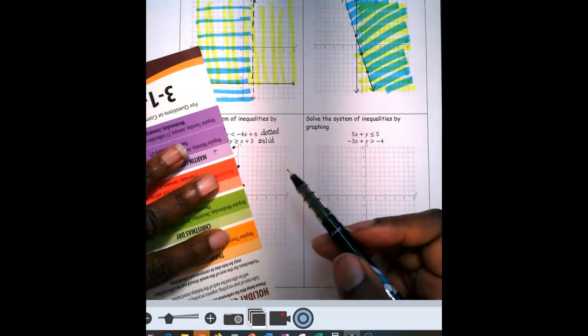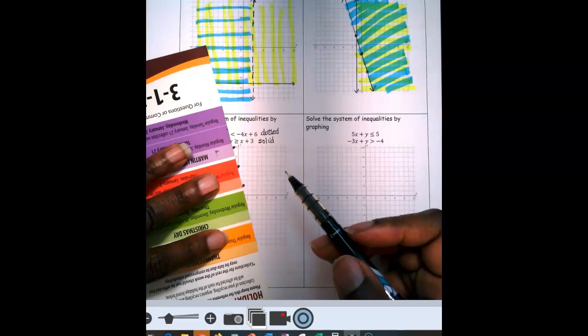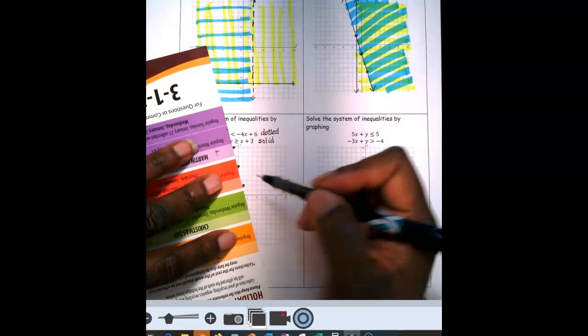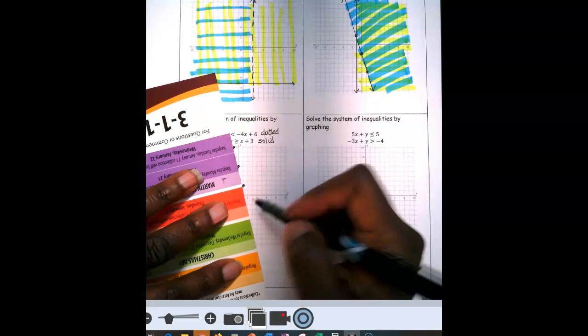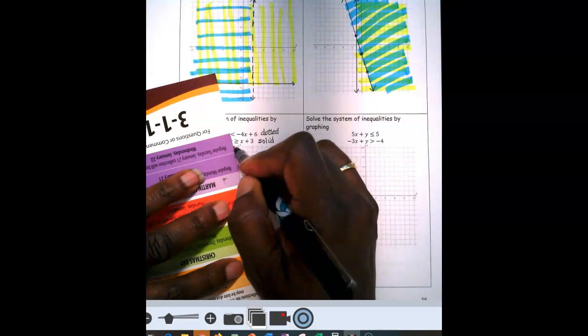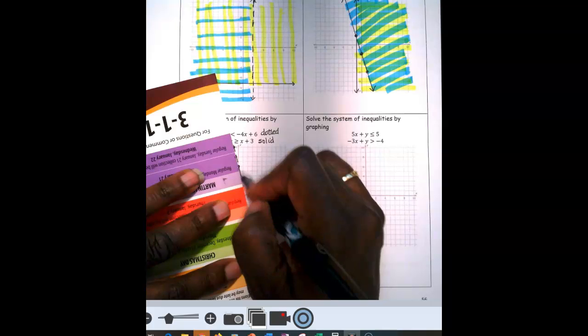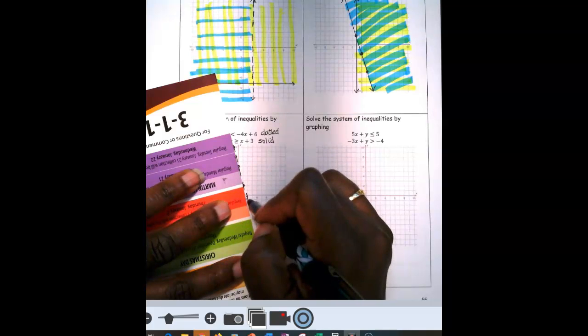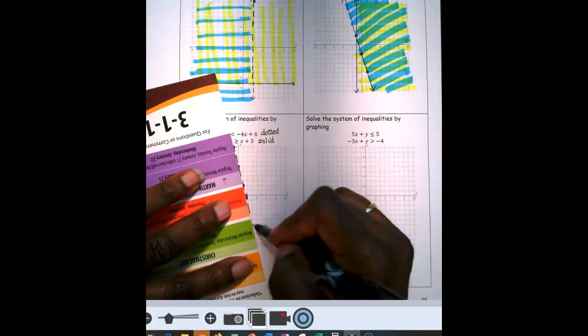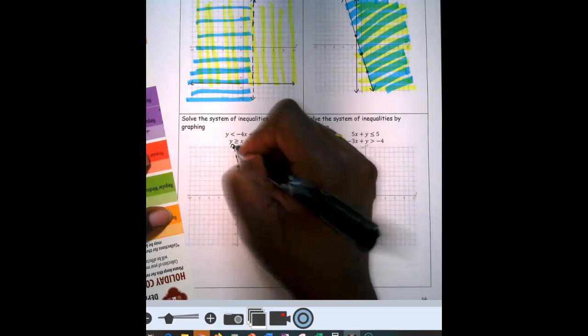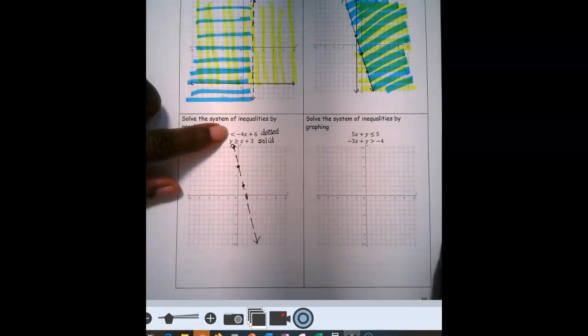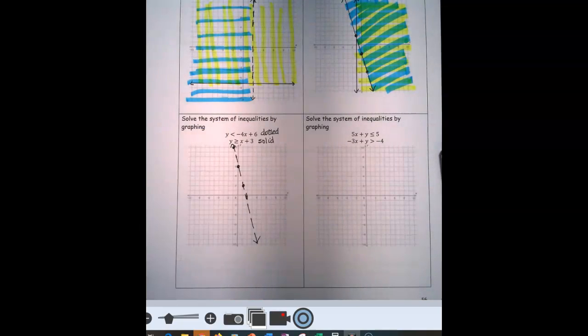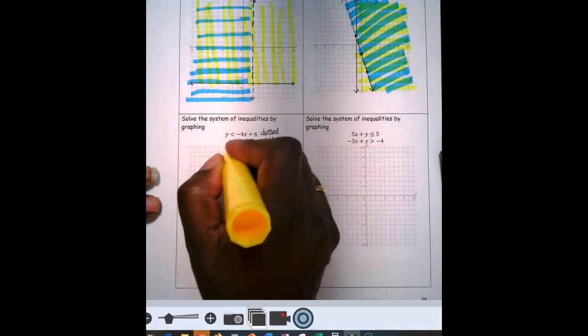And I knew this was a negative slope because of the negative in front of the coefficient there. And I caught myself, I was about to just draw a solid line, dotted. And it says that all my values of y are less than this line. So go to the left or under it.